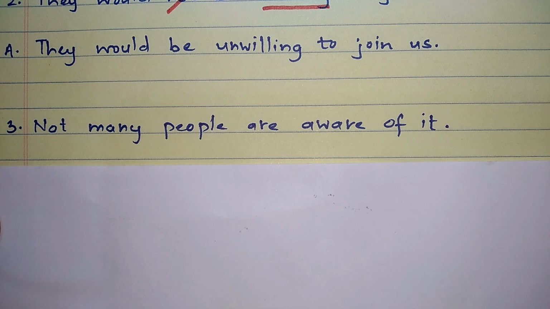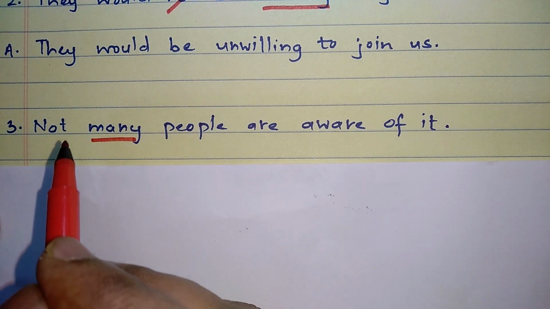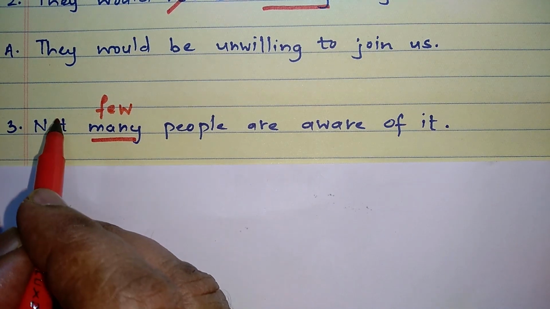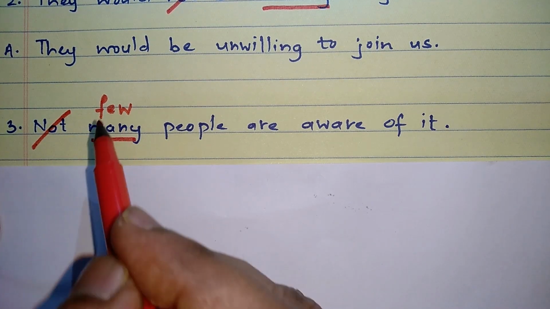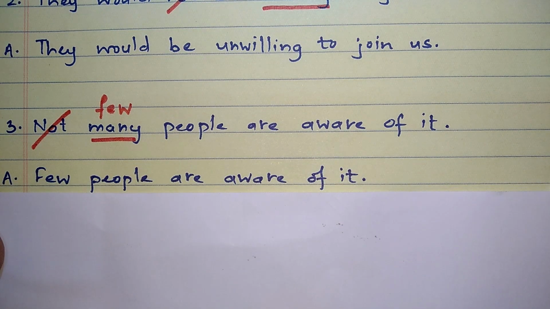Not many people are aware of it. Here, the key word is many. The opposite of many is few. So we will remove not and we will use the antonym of many. So our answer is few people are aware of it.